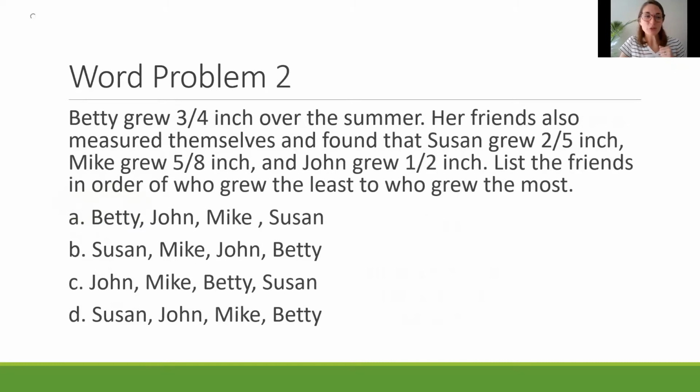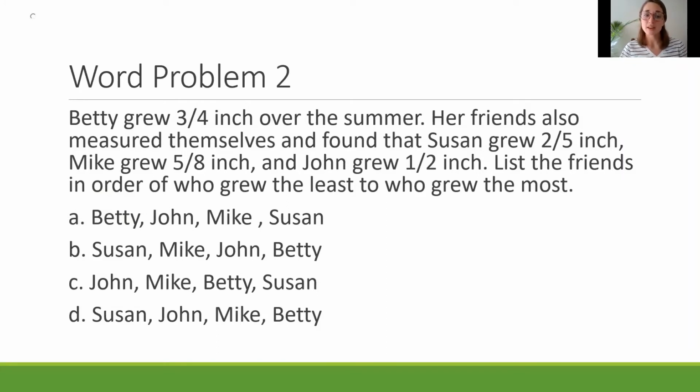For word problem 2, let's take a look. It says, Betty grew 3/4 of an inch over the summer. Her friends also measured themselves and found that Susan grew 2/5 inch, Mike grew 5/8 inch, and John grew 1/2 inch. List the friends in order of who grew the least to who grew the most. Obviously our numbers are going to stand out here. We'll want to identify all of the fractions of an inch that everyone grew over the summer, and keep those closely tied with the names, because in the end we have to answer by the names.